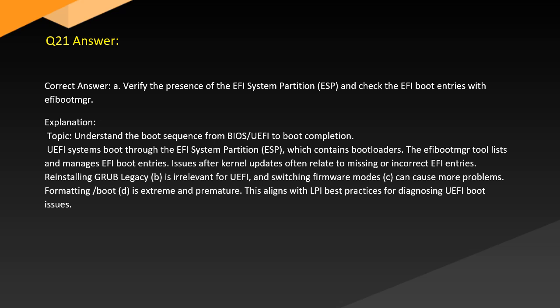Answer. Correct answer. A. Verify the presence of the EFI system partition (ESP) and check the EFI boot entries with efibootmgr. Explanation. Topic. Understand the boot sequence from BIOS/UEFI to boot completion. UEFI systems boot through the EFI system partition, which contains bootloaders. The efibootmgr tool lists and manages EFI boot entries. Issues after kernel updates often relate to missing or incorrect EFI entries. Reinstalling GRUB Legacy (B) is irrelevant for UEFI, and switching firmware modes (C) can cause more problems. Formatting boot (D) is extreme and premature. This aligns with LPI best practices for diagnosing UEFI boot issues.